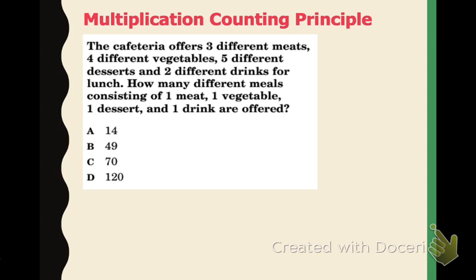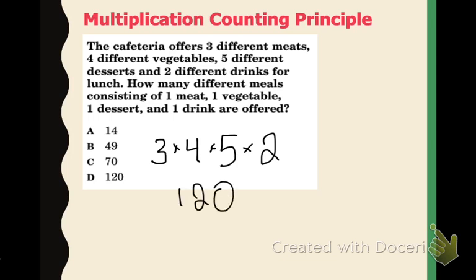So there are 3 meats, 4 vegetables, 5 desserts, 2 drinks. If I just multiply this all together, 3 times 4 times 5 times 2, I would get how many different meals consisting of 1 meat, 1 vegetable, 1 dessert, and 1 drink are offered. That would give me 120. Making a tree diagram with 120 outcomes would just take forever, but you can multiply them together. So there's 120 different options that the cafeteria offers.